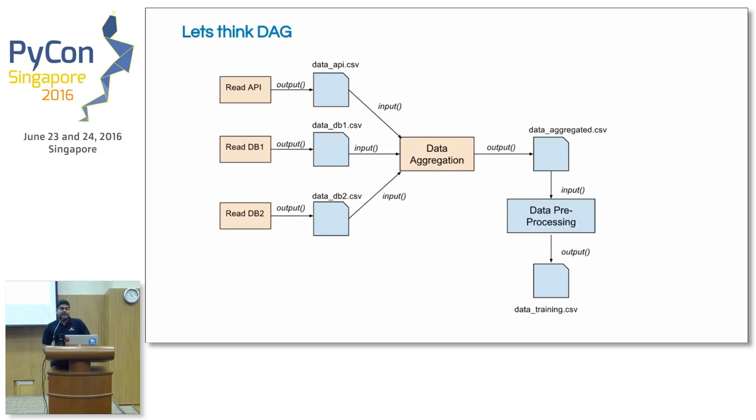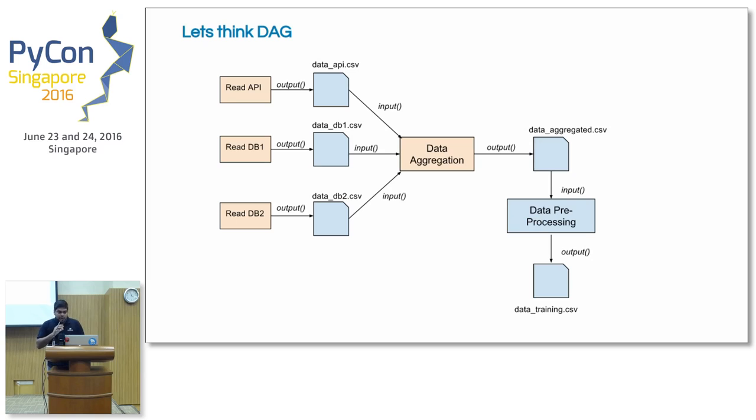So what I do is, we can imagine there are three processes, three tasks basically: reading an API, reading a DB1, and reading a DB2. And I tell them the output of that is stored as data API CSV, data DB1 and DB2, similar to earlier. But this data aggregation task has three inputs now. After that, it stores an output of data aggregated CSV. Then data preprocessing takes the data aggregated as its input. And finally, you have the clean data, which is ready to go into training for machine learning, which is data training.csv.